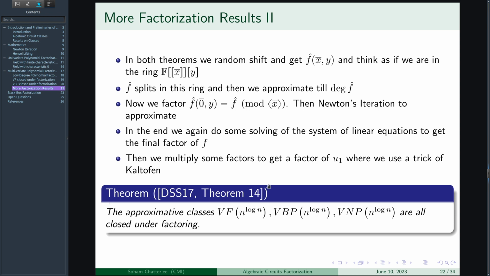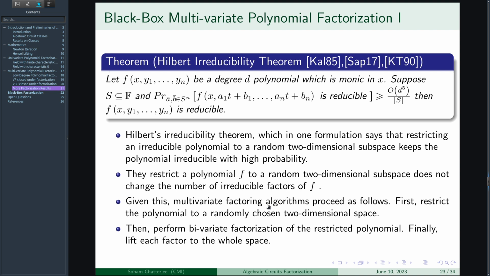So this result is also very important. Now, these are the main multivariate polynomial factorization results, where we can see the circuit structure of the polynomial. Here we have a black box model where we cannot see the circuit, or you can think we have an oracle where we give a point and the oracle gives the value of the polynomial. This factorization algorithm is a randomized one. It mainly uses the Hilbert irreducibility theorem.